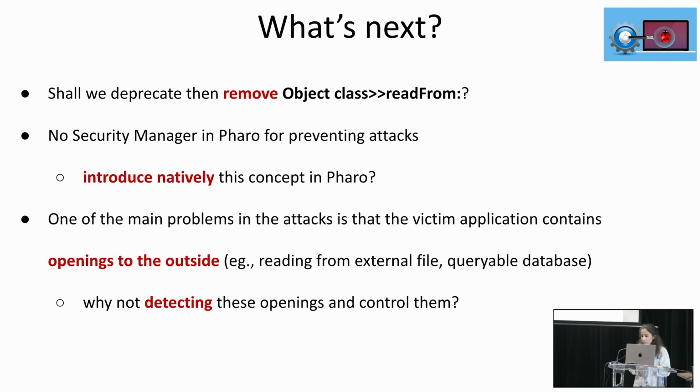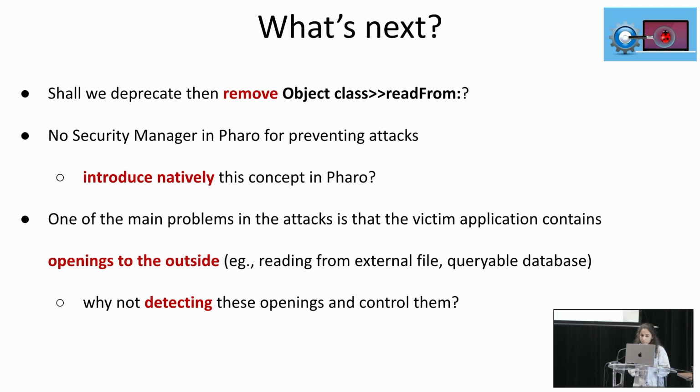Another thing is that in the study of deserialization attacks in Java, we have a mechanism for protecting against them, which is called the security manager. This concept of security manager does not allow deserialization attacks to happen in Java, and it is a powerful mechanism in my point of view. This concept does not exist in Pharo, so why not introduce it natively in Pharo? By natively, I mean that even though the developer who is using the readFrom method is not calling the security manager explicitly, it will be called implicitly when executing the code in order to protect it.